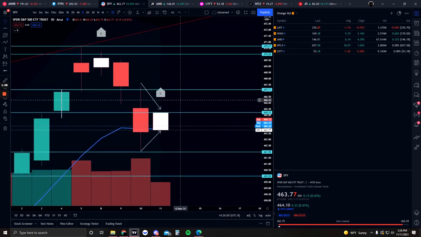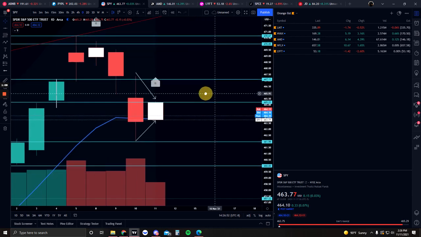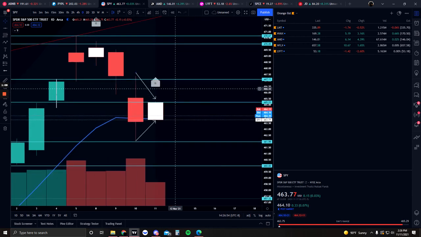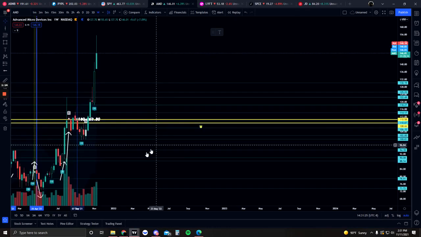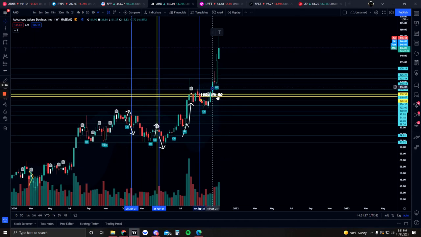But you're going to divide it by 2 because you're going to be conservative. So you're just going to do a strike $2 out maximum. So now we're going to use AMD. We're going to go to the weekly candle.